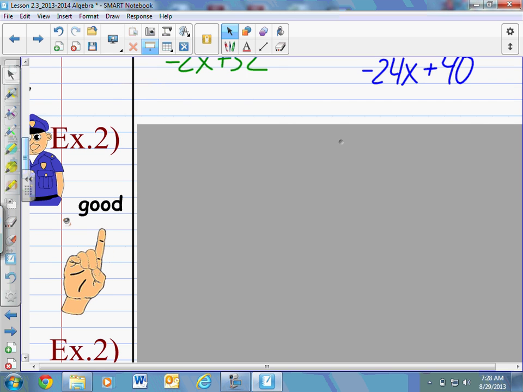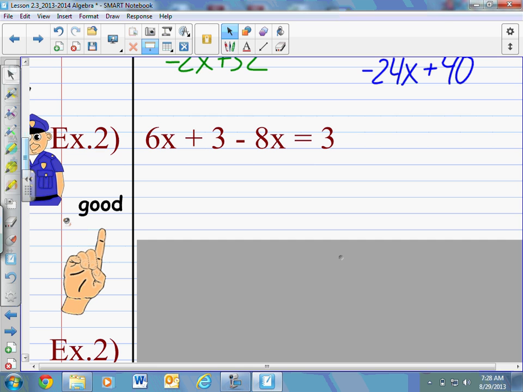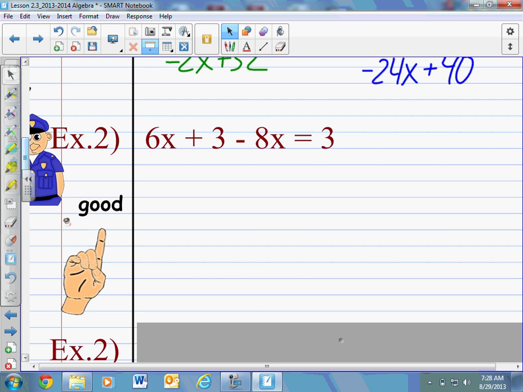All right, example 2. Let's get into the actual problems for this lesson now, okay? Because you're done practicing distributive property, and that's the same stuff that you're going to get on your homework from the back of that worksheet. Now let's move on to the bigger problems here. Okay, 6x plus 3 minus 8x equals 3. I am going to draw my line down the equal sign. I told you guys I like to put those there.